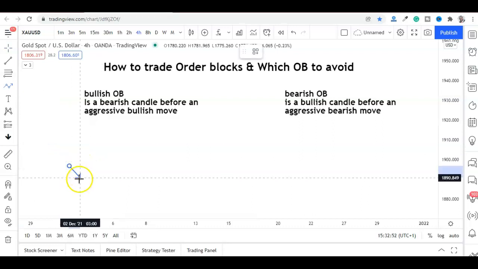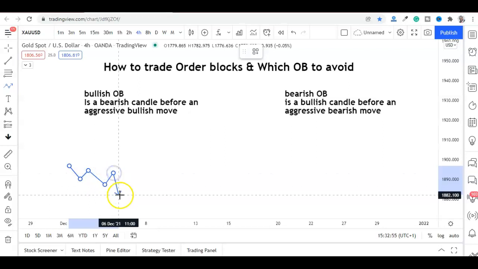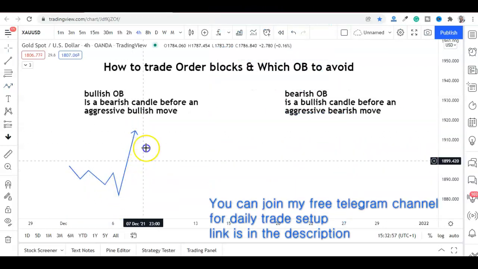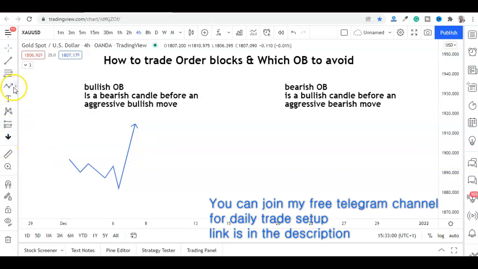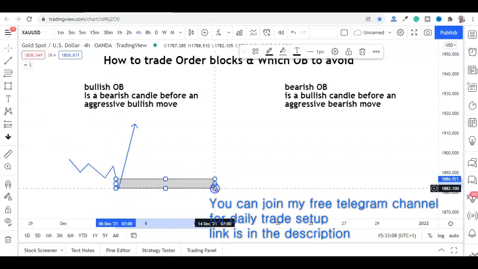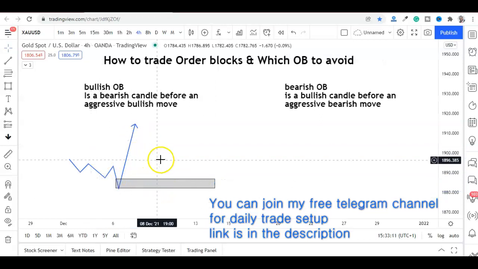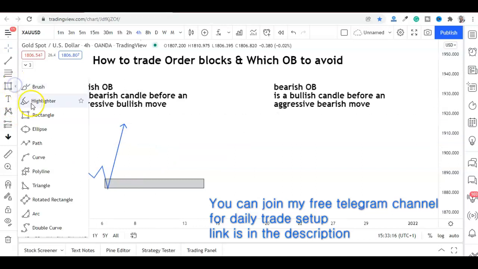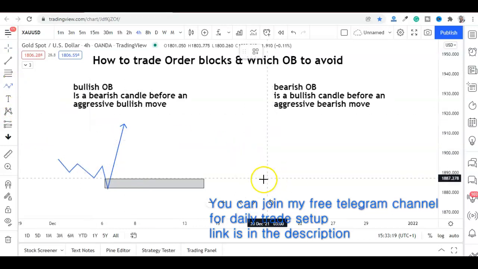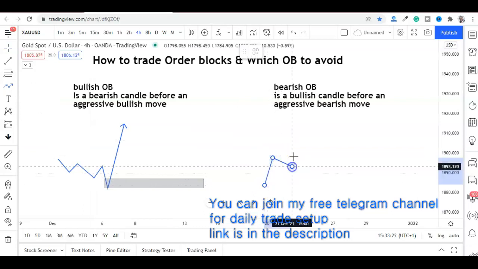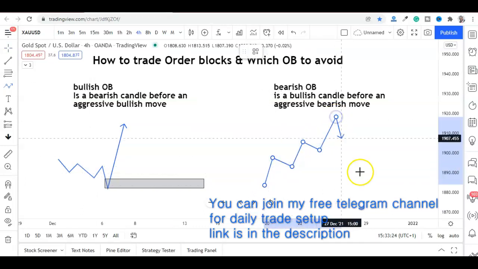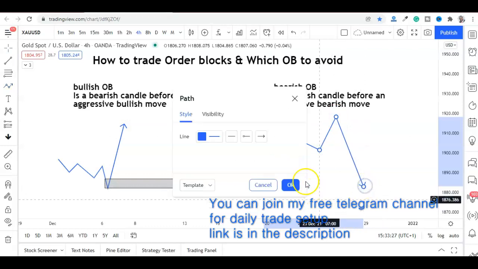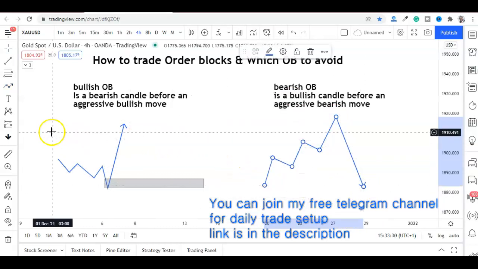Let's assume price was going this way, so that means the candle here, the last bearish candle before the move up, is the order block. And the bearish order block is simply the opposite, the last bullish candle before an aggressive move down. That is the bearish order block.